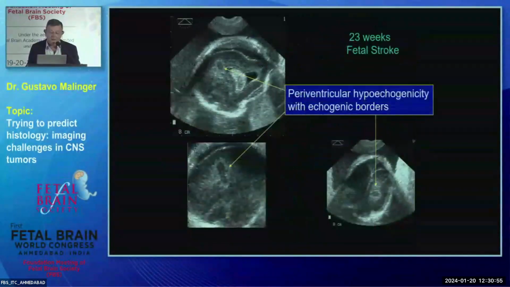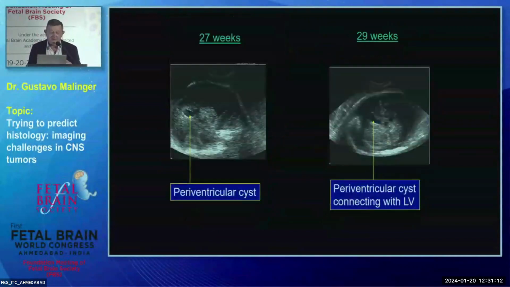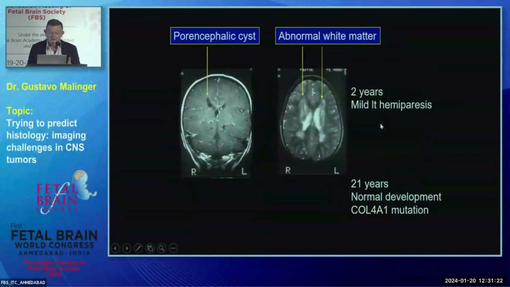Again, cases of periventricular leukomalacia, and this is an important case. It's a case of fetal stroke where we made the diagnosis very early, so we were able to see that the echogenicity of the finding was not cystic, but as the pregnancy progressed, it became a periventricular cyst. You see here how it connects at some point with the lateral ventricle, and it turned out to be a case of COL4A1 malformation.